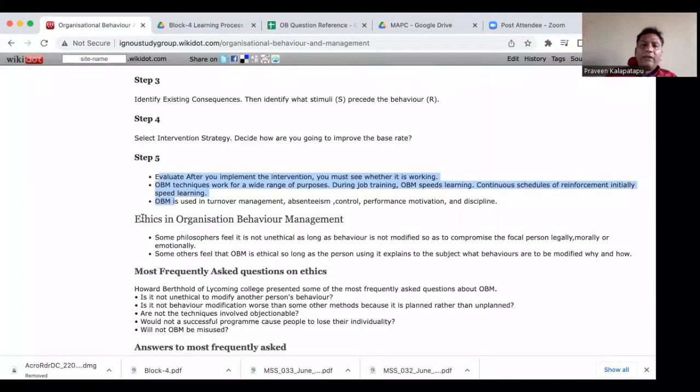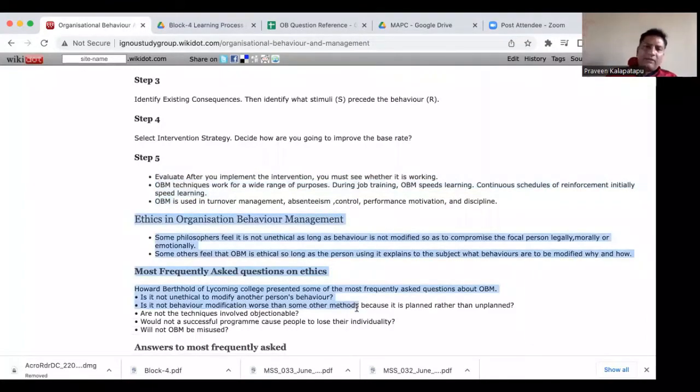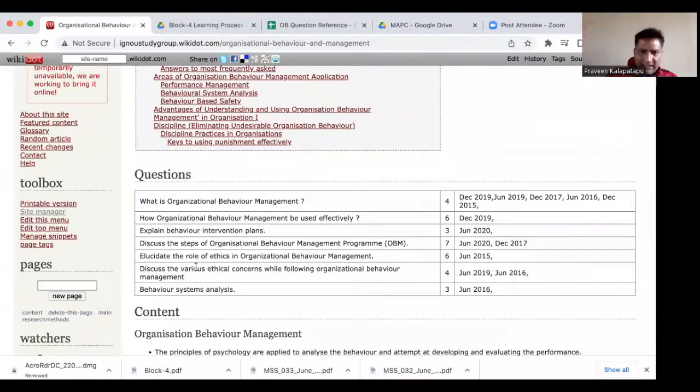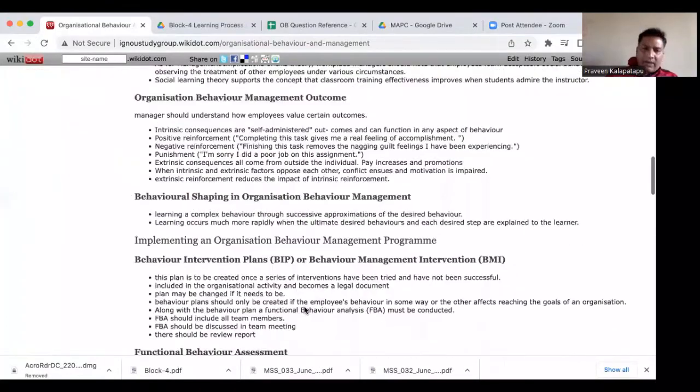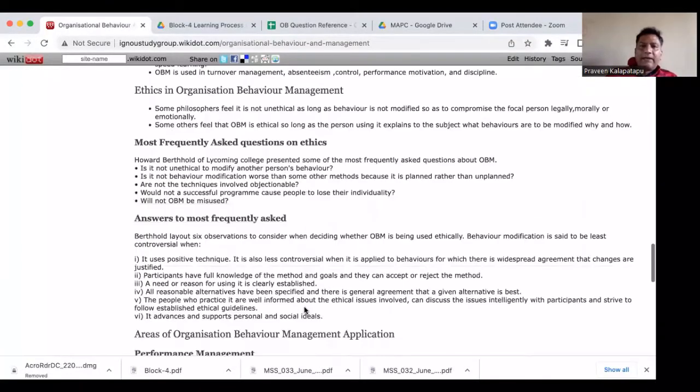Okay, so now we are going into another section, which is ethics. This is also something which was asked in the exam. What are the various ethical concerns while following organizational behavior management? Why does ethics come into the picture as far as OBM is concerned? As I specified early in the chapter, we are talking about managing behavior. Who are you to judge that this behavior is right and this behavior is wrong? Isn't it morally incorrect to judge a particular behavior and try to mend it? Those are the questions that were coming up, right?